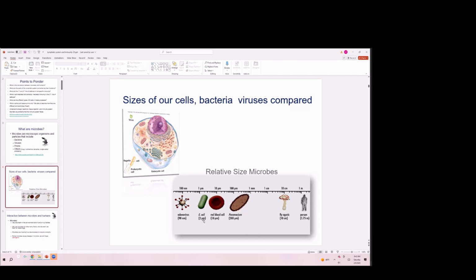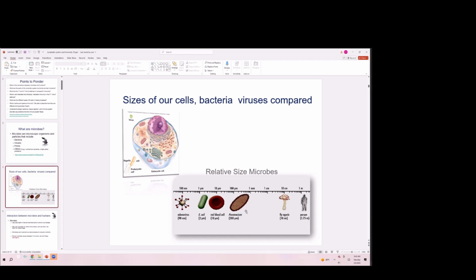So our red blood cells are much, much bigger than E. coli, for example. And then paramecium, some of which we would normally have seen in the pond water, is about 200 micrometers. Then look at the mushroom in terms of size, much, much gigantic. A person compared to it is just huge.